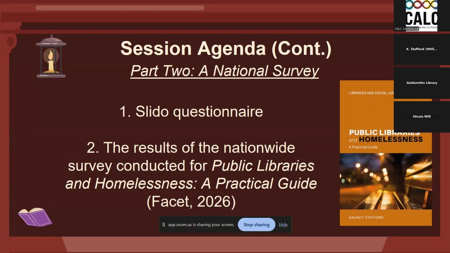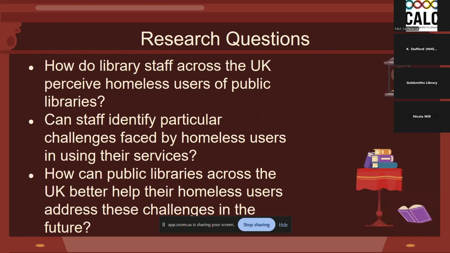Then I'll spend most of the time talking about the results of a nationwide survey I conducted for my book, Public Libraries and Homelessness: A Practical Guide, which was published by Facet, a CILIP publisher, last month. I did a nationwide survey to answer a few research questions. These are them on the screen now. How do library staff across the UK perceive homeless users of public libraries? Can staff identify particular challenges faced by homeless users in their services? And how can public libraries across the UK better help homeless users address those challenges in the future?